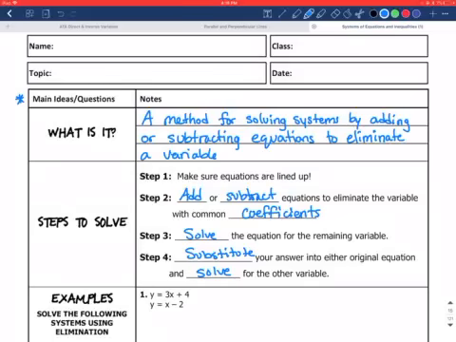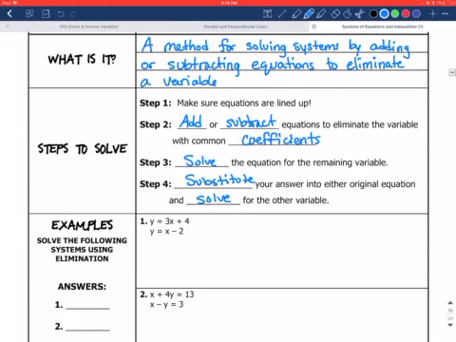This is Systems of Equations Elimination. Elimination is a method for solving systems by adding or subtracting these equations to eliminate a variable. We call it elimination because we're going to eliminate one of these variables.